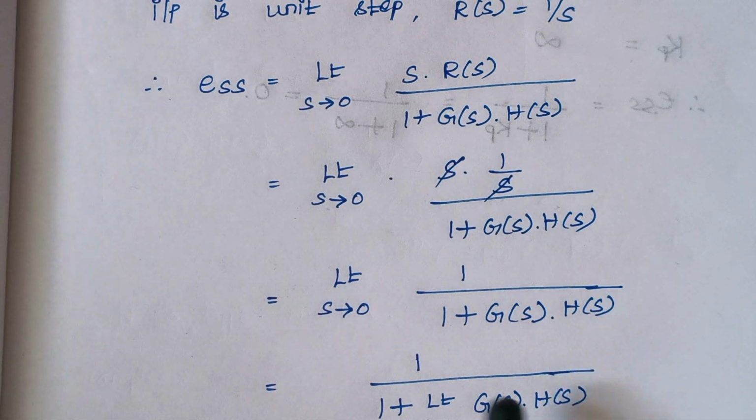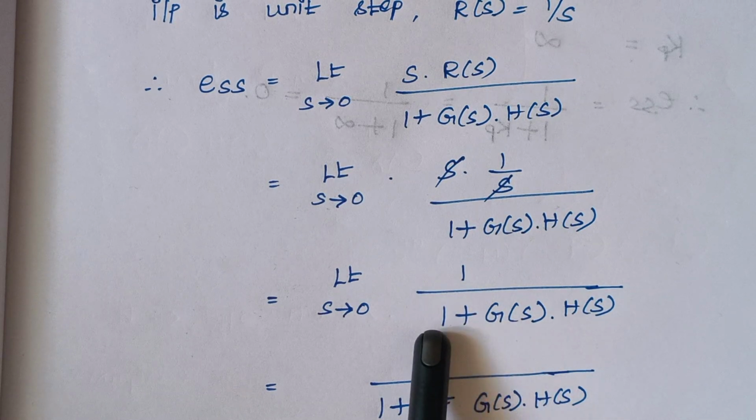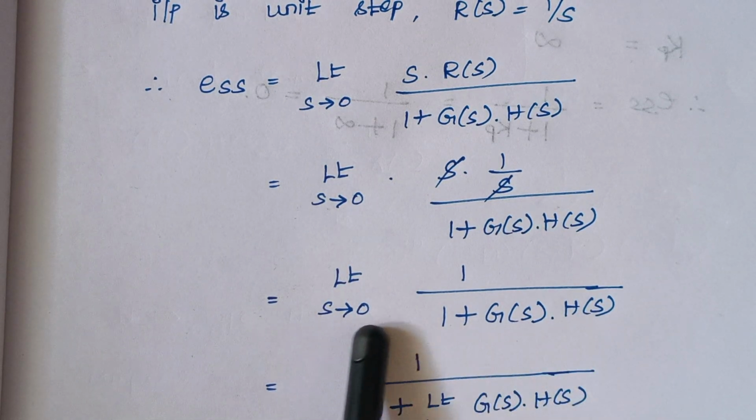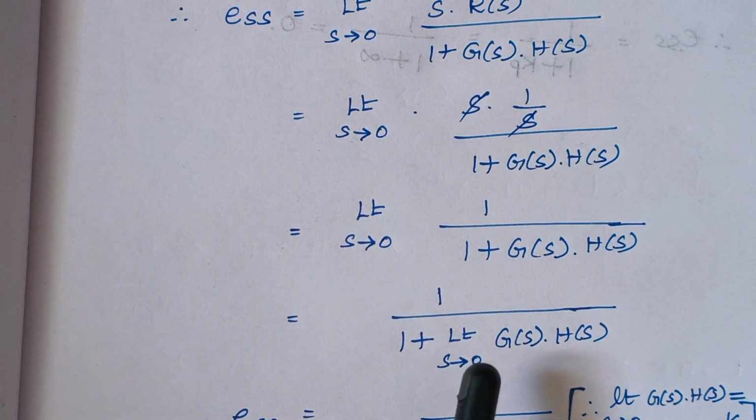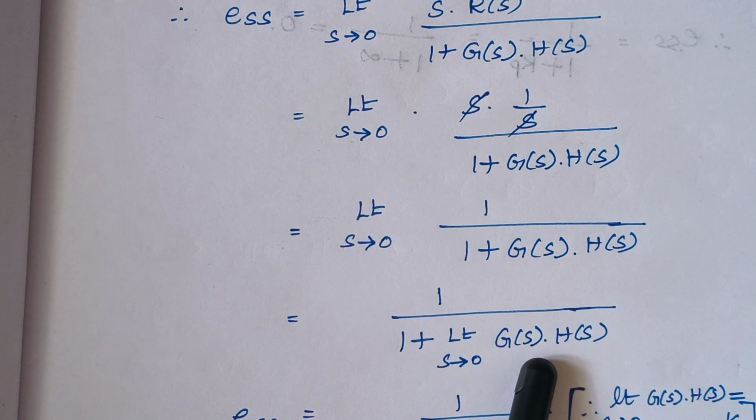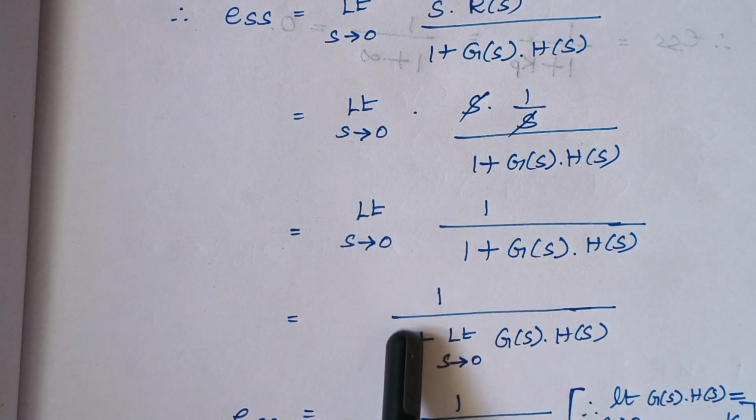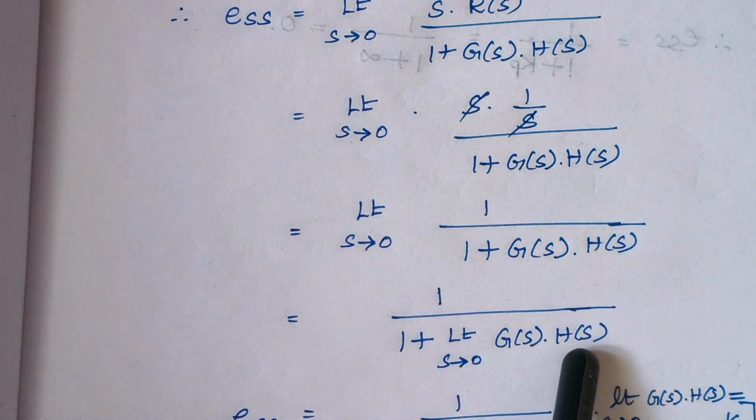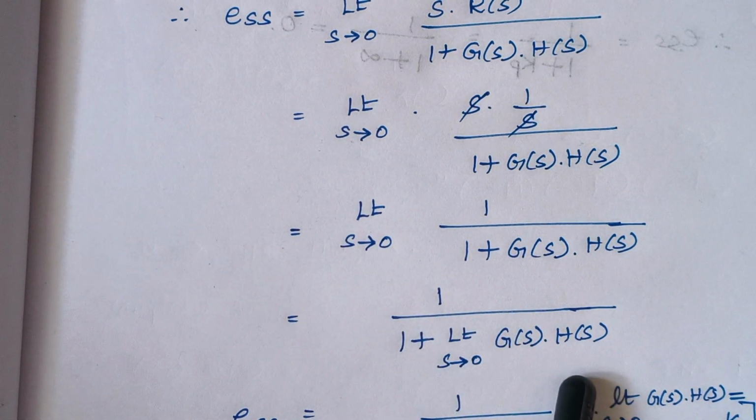The next thing is, the 1 in the numerator is constant and the 1 in the denominator is also a constant. So we are applying the limit s tends to 0 only to this part, shifting the limit s tends to 0 inside. Our expression becomes 1 divided by 1 plus limit s tends to 0 of g of s into h of s, because there are no s terms in the constants; this 1 and this 1 will always remain as 1. The only variable part is where there may be an s term, so I am moving the limit s tends to 0 inside here.